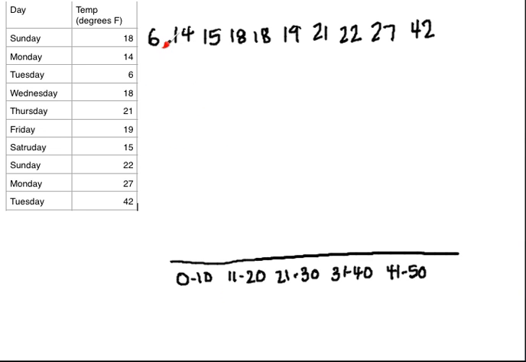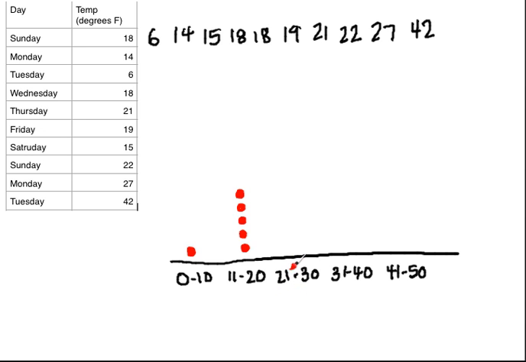Okay, so from 0 to 10, I've got 1. That's my 6-degree day. Okay, so I'm going to put a dot there to represent that I have one day that the temperature is going to be from 0 to 10. From 11 to 20, I have 14, 15, 18, 18, and 19, which is a total of 5 days. So I'm going to put 5 dots. 1, 2, I'm going to draw them directly on top of each other. 3, 4, 5, and that shows that there were 5 days that the temperature ranged between 11 and 20 degrees.